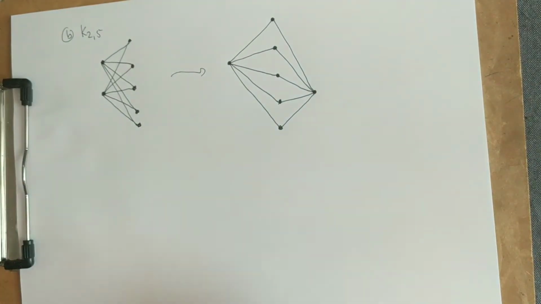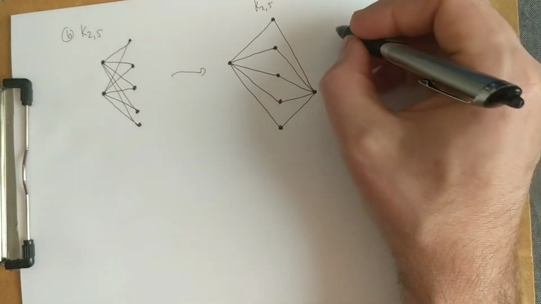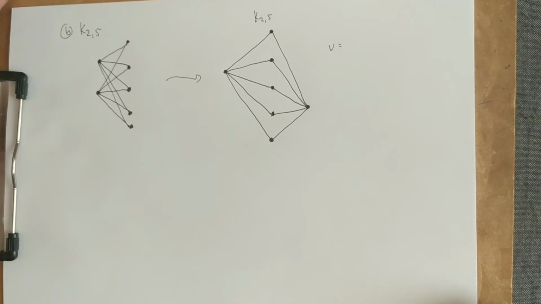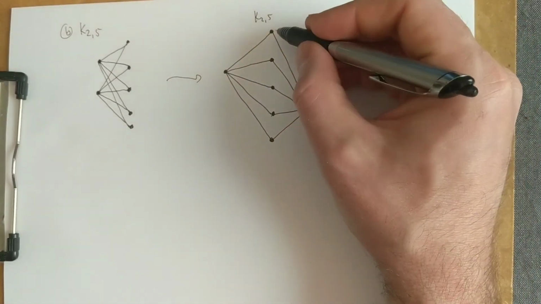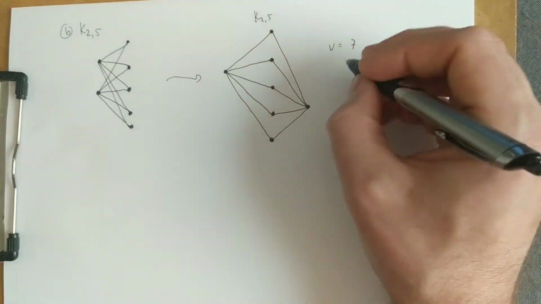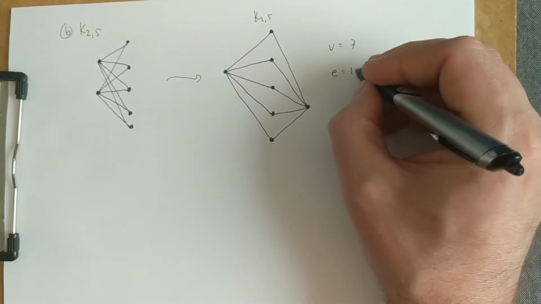Okay, now we have a planar representation of K25 and we can count vertices, edges, and faces. Vertices is going to be 7, right? We have 2 in one column, 5 in the other. Edges, we said, should be 2 times 5 from the last homework, so that's 10.